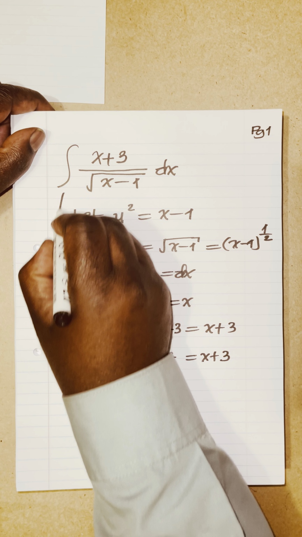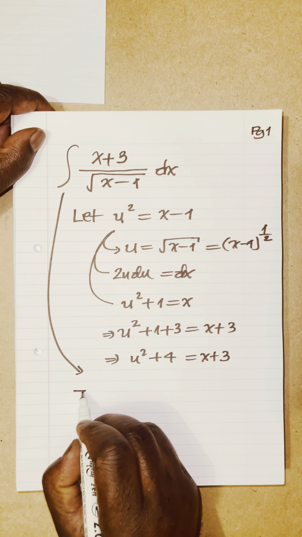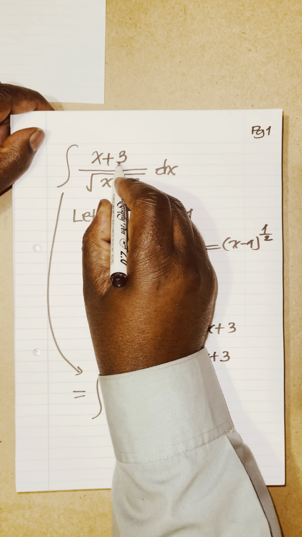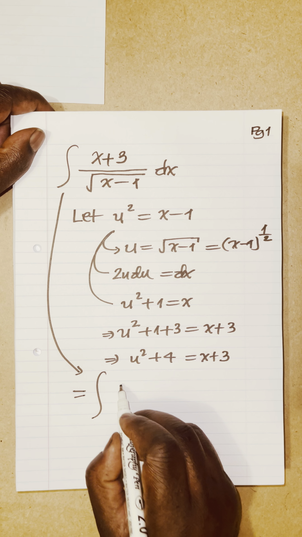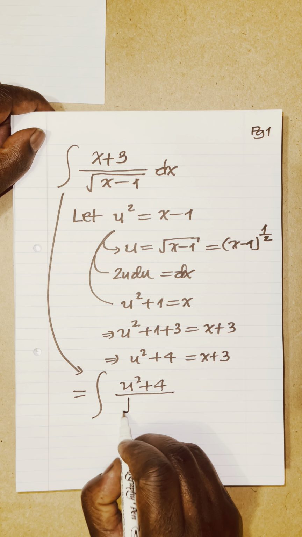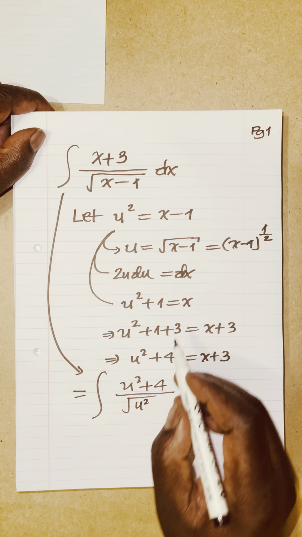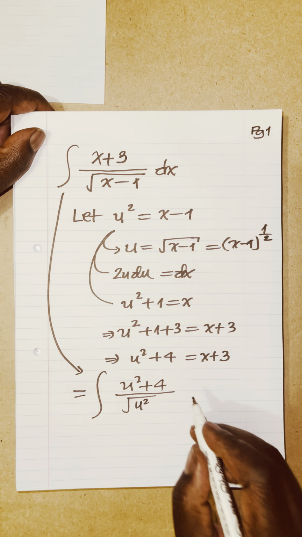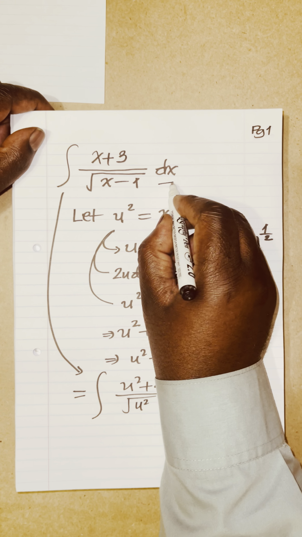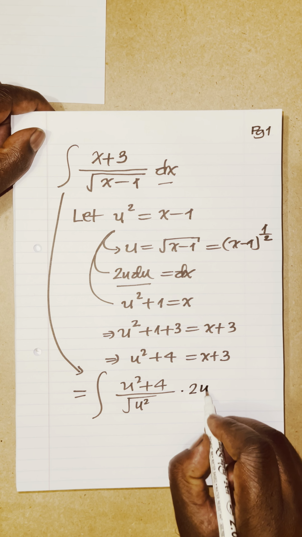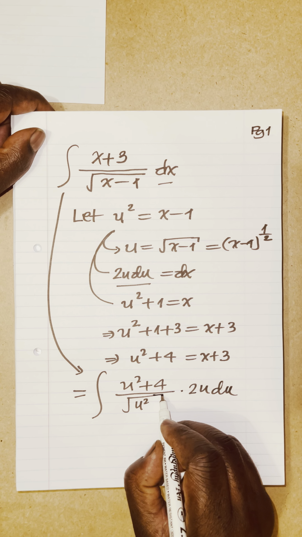Now the entire of this integral can be transformed as follows. We have the integral of, remember, in place of x plus 3, I'm going to have to write u squared plus 4. And in the denominator, we have the square root of u squared. Remember, x minus 1 equals u squared, as you can see here. And in the place of dx, I have 2u du. So times 2u du. Right.